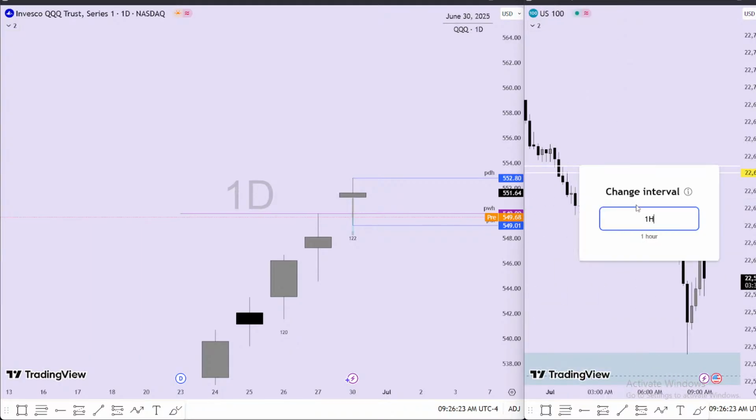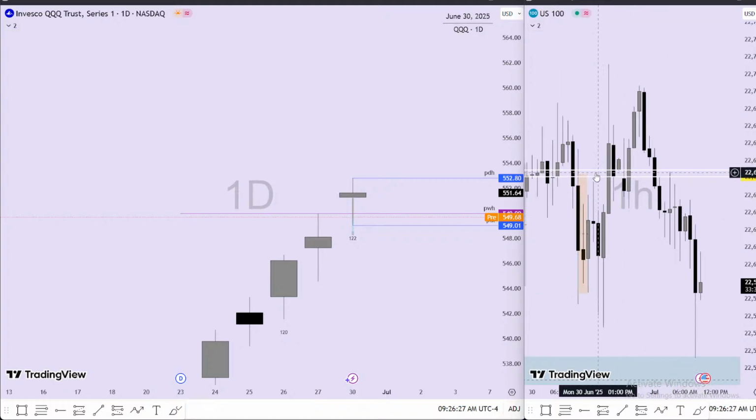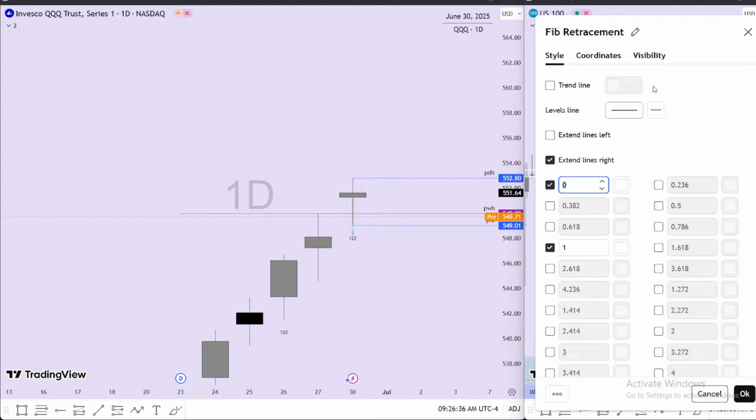If we move to the lower time frames, we can see that there will be a gap somewhere around. You see this gap, when the 4 o'clock closes and the 5 o'clock opens. This gap is what I'm referring to.